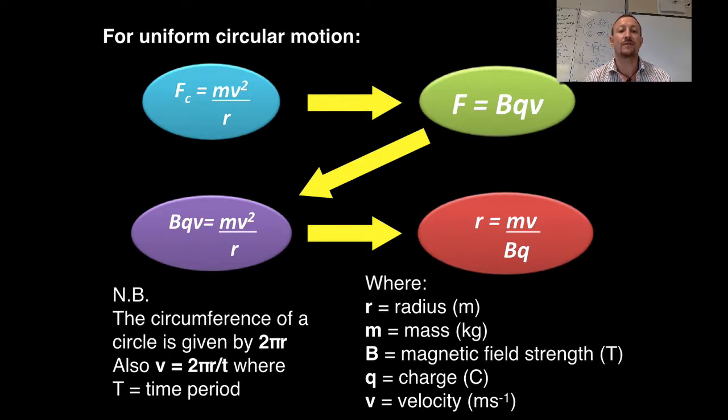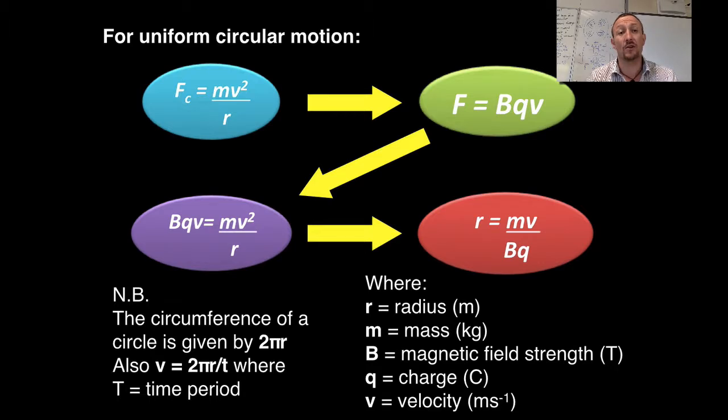Now we know that the circumference of a circle is 2 pi r, so as a result we can also substitute in v equals 2 pi r over t, where t is going to be the time period of the circle. So we've got a variety of different things that we can work on with respect to charge flowing into a magnetic field. And if you go and try some of the exercises that I've posted, I put a worksheet on this post, then you'll be able to see the different types of questions that you could be asked.